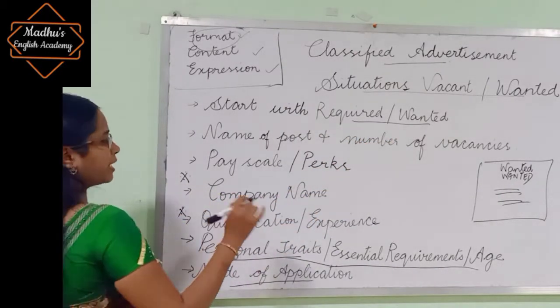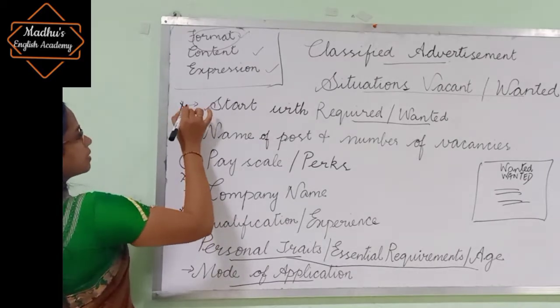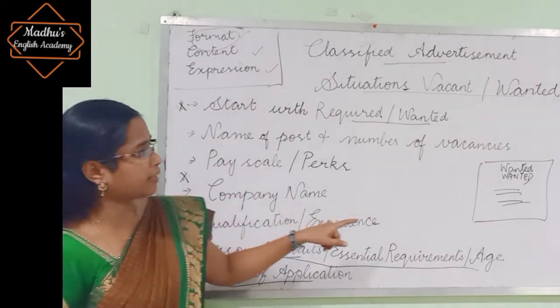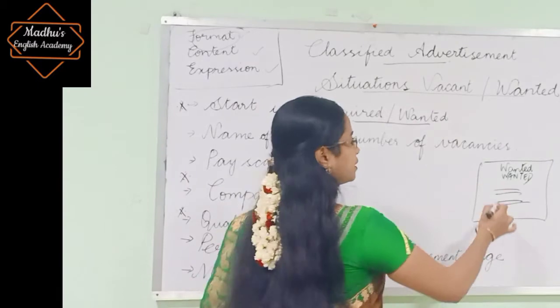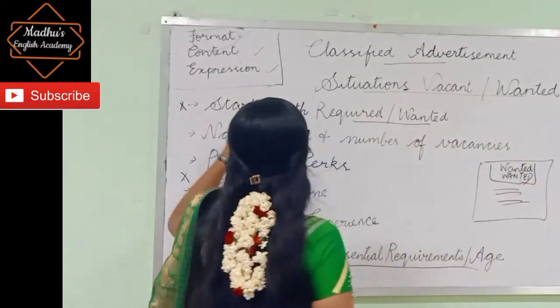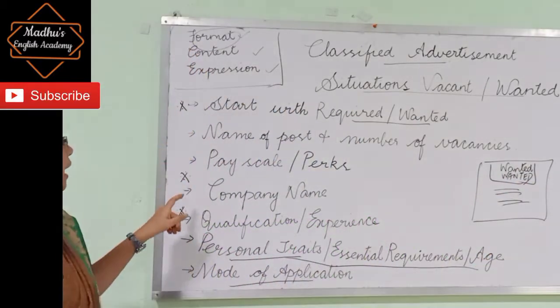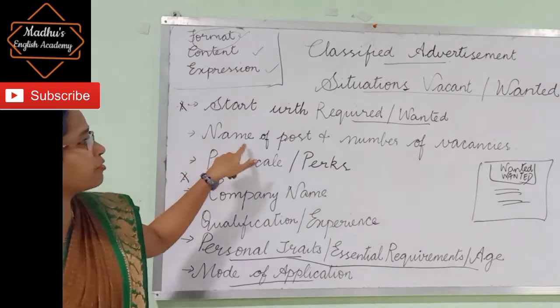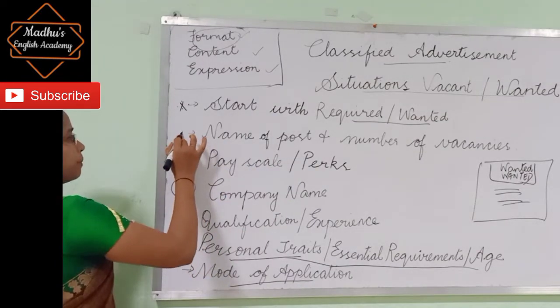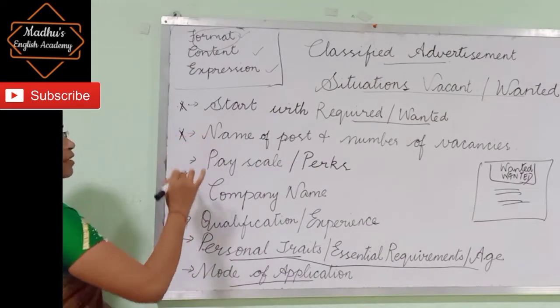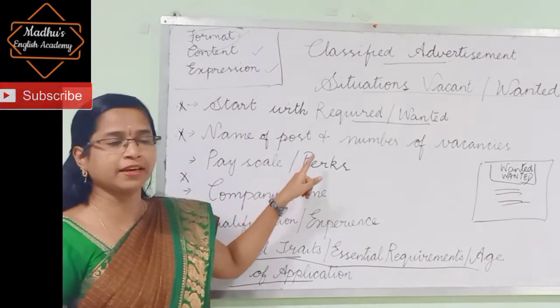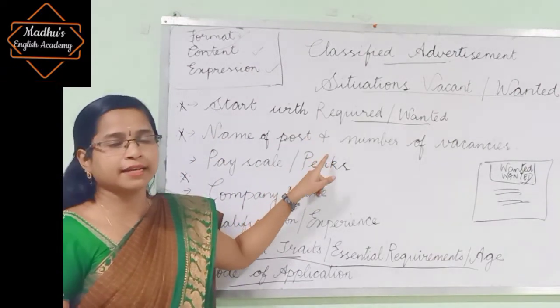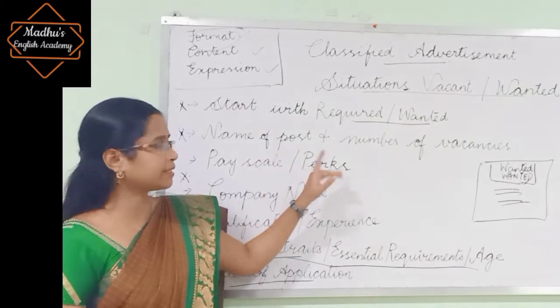So what are all the very important points? Start with required or wanted. I told you here. So this is very important for scoring format marks. And the name of the post and number of vacancies should be mentioned. Otherwise, there is no use in giving the advertisement. So this is again very important. Check it in the question, it will be there. You are going to write the same thing.